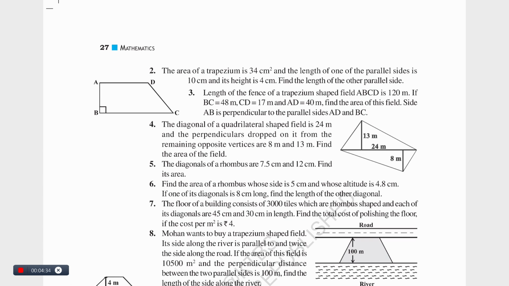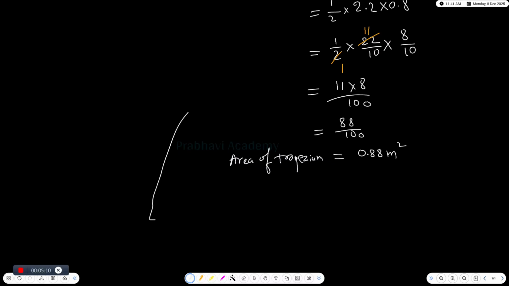The second one. The area of a trapezium is 34 centimeter square and the length of one of the parallel sides is 10 centimeter and its height is 4 centimeter. Find the length of the other parallel side. Here trapezium ABCD is given. Its area is also given and one of the parallel sides is also given. We need to find the other parallel side, and we are also given the perpendicular, that is the height. Height is given.